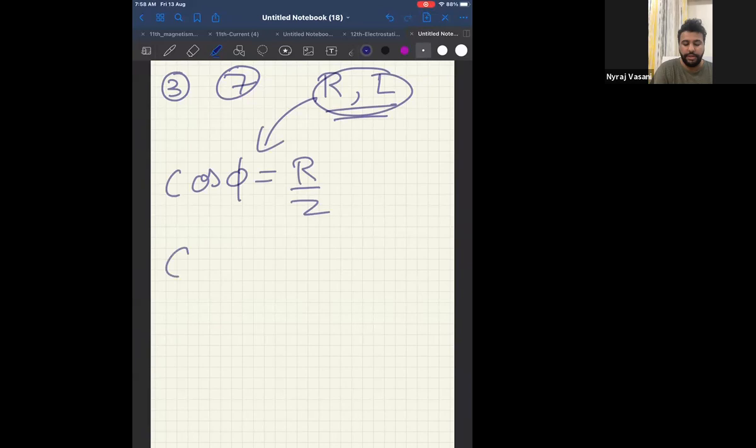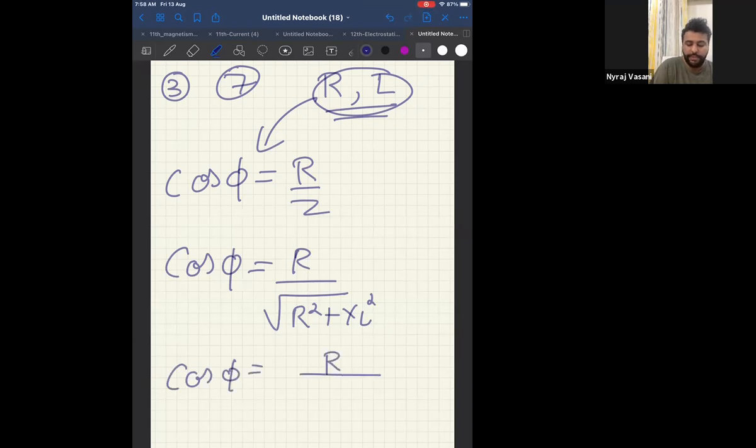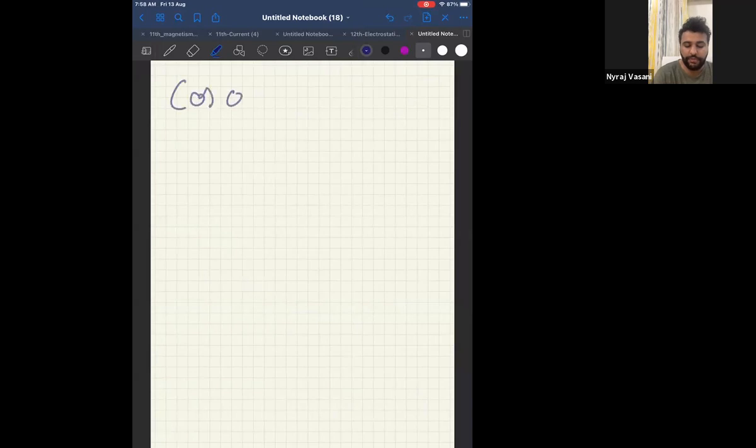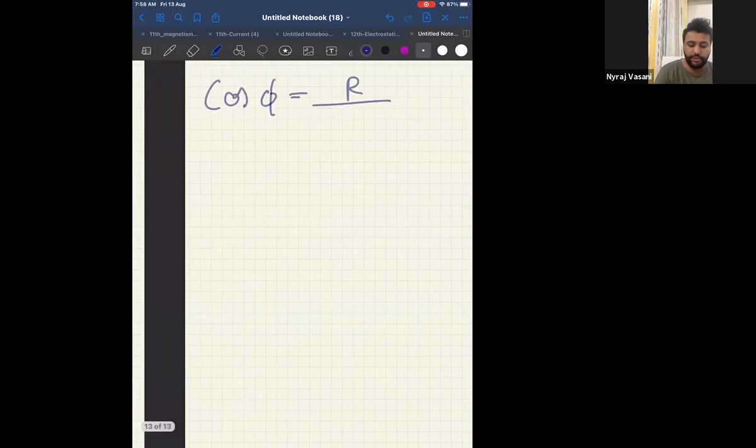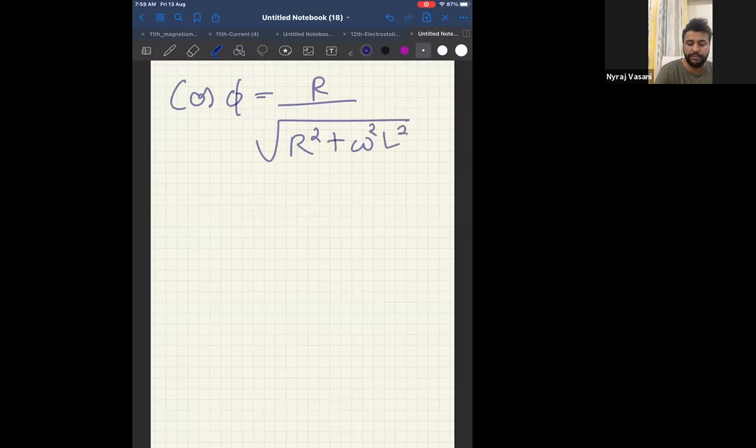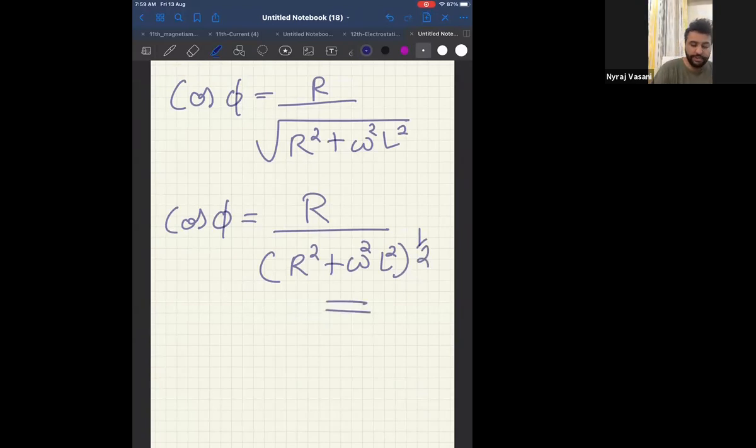R by Z. Now, I know for an RL circuit, Z will be nothing but square root of R square plus XL square, correct? But they have said that omega is an angular frequency, meaning I have to write in terms of omega. Why didn't I write XC? Because capacitance is not there. Therefore, cos phi will be R divided by square root of R square plus omega L the whole square, because XL is nothing but omega L. Therefore, cos phi is equal to R divided by square root of R square plus omega square L square, or I can write R square plus omega square L square power half. Therefore, the option that matches is option B.